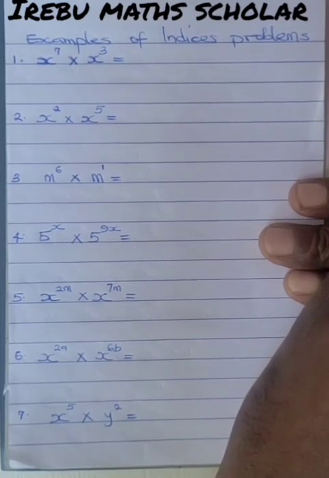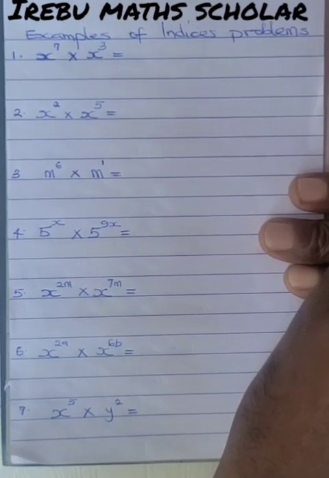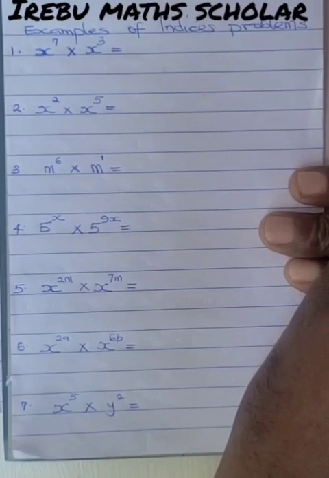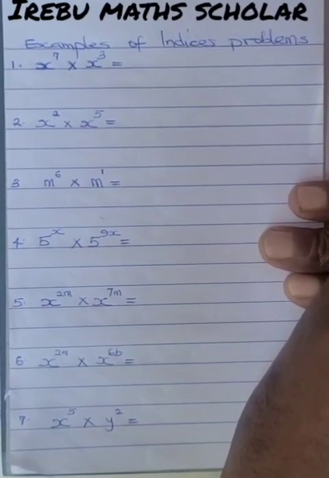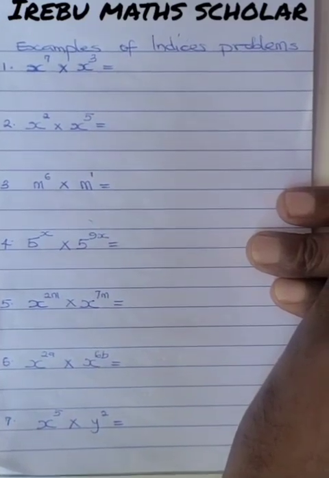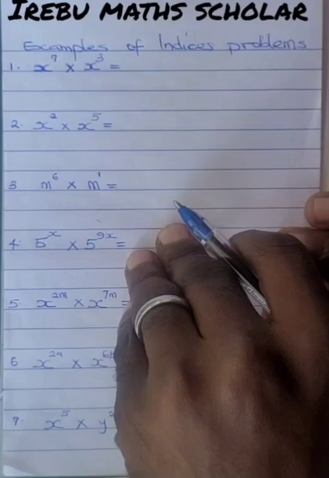From our last video, we learned some of the basic rules that are applied in solving problems involving indices. Now we are here to solve one or two problems involving indices. As you can see, we have about 7 questions already outlined here. Let's start with the first one.